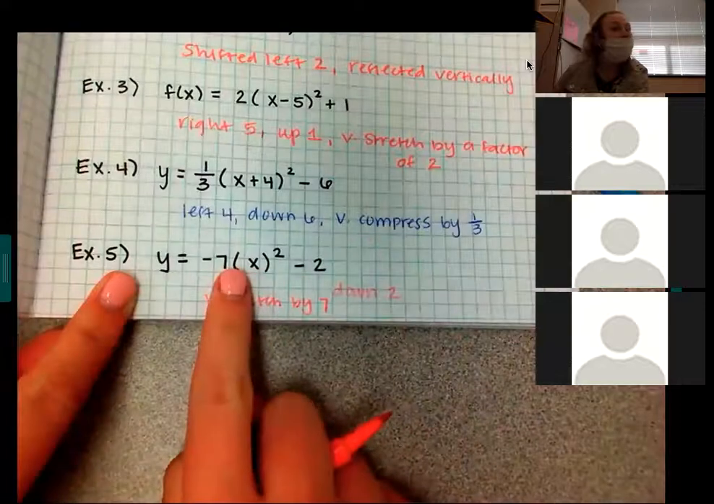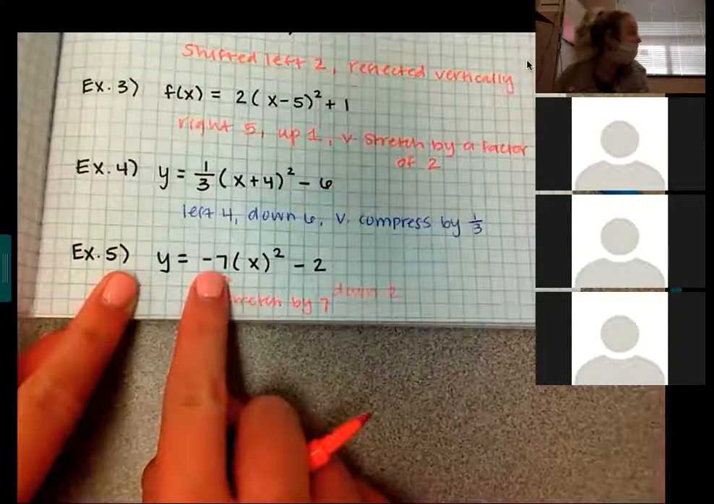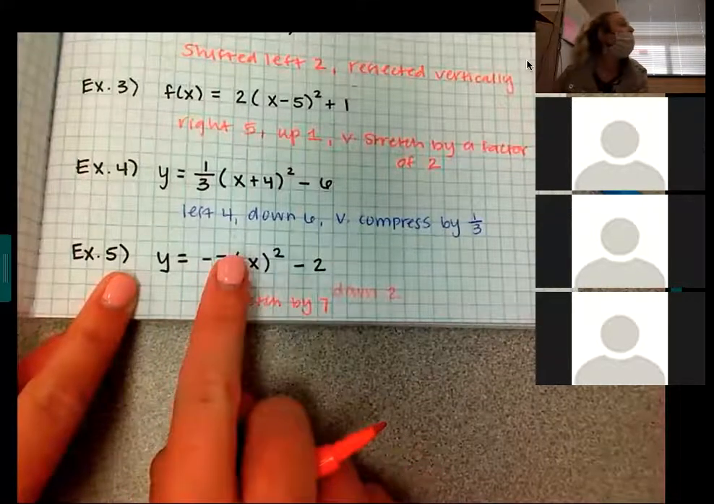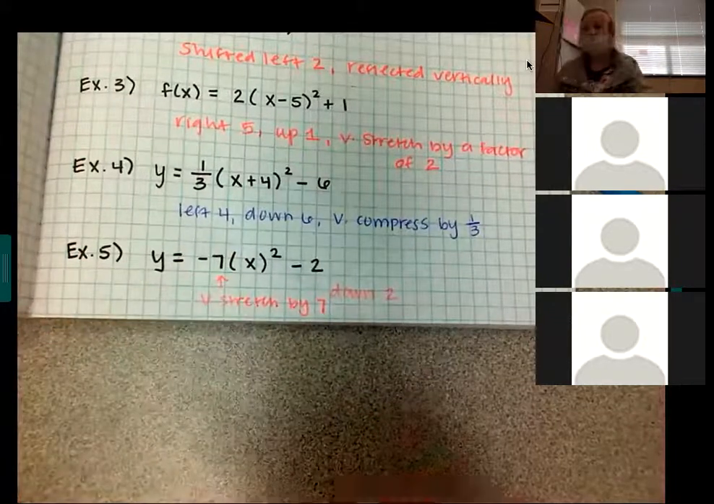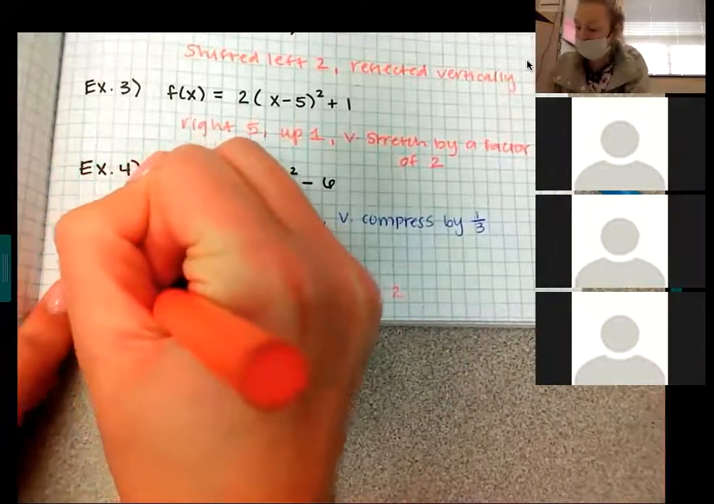Now, notice we're only looking at the number, not the sign. You can't stretch something negative times. So this is just a vertical stretch by 7. What did we say the negative did again? Reflects it. So the negative makes it a vertical reflection.